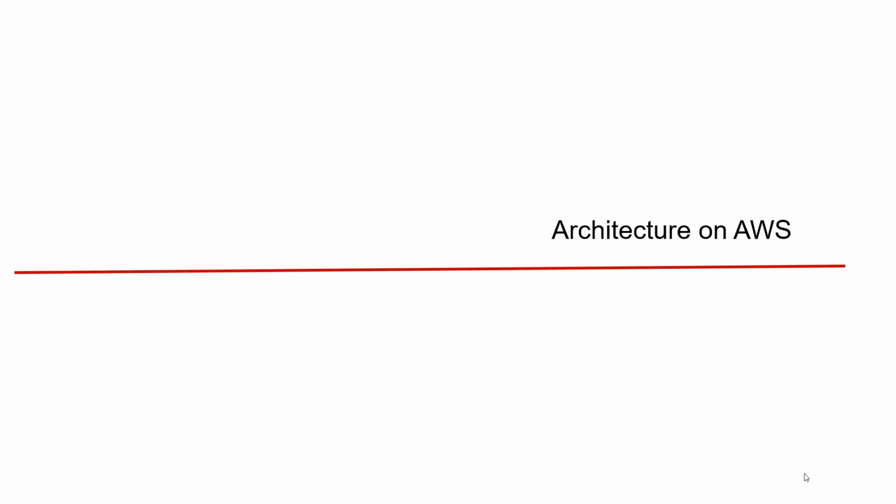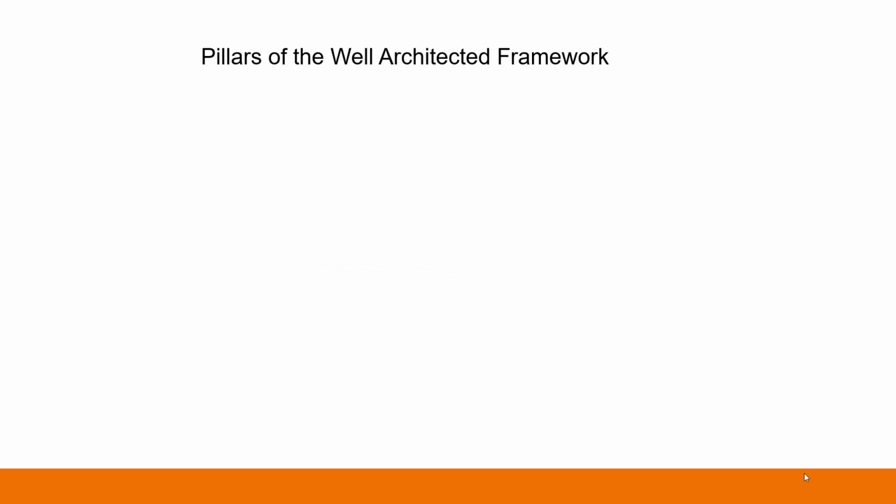Hi, in this video I'll talk at high level about how you architect solutions on AWS. AWS has created the well-architected framework, and this framework helps individuals create solutions that best leverage AWS by following a set of best practices. Now, the well-architected framework has 5 pillars that they recommend for these applications.